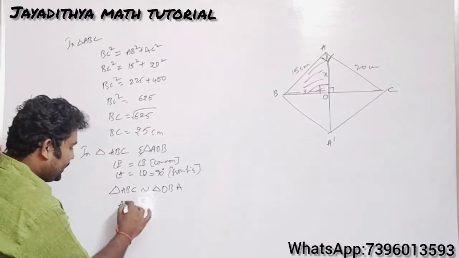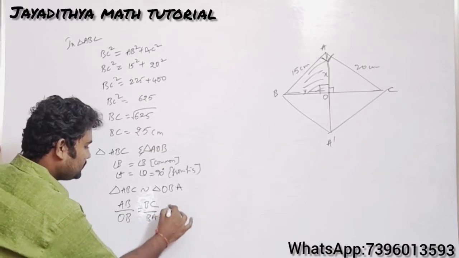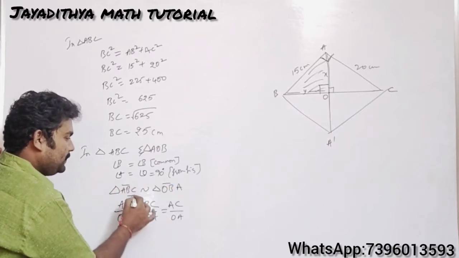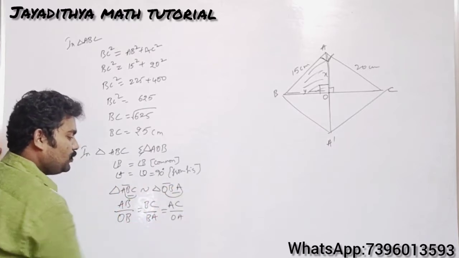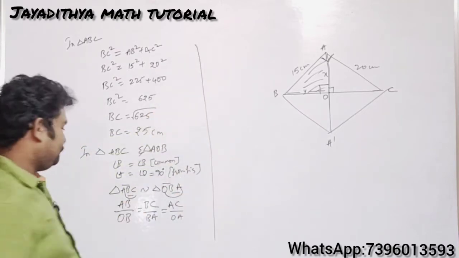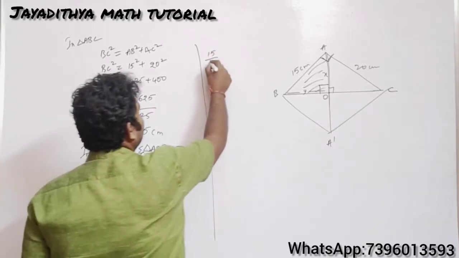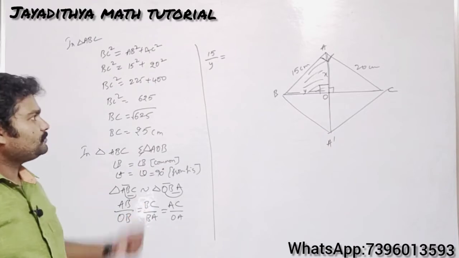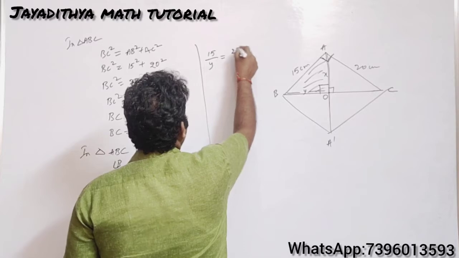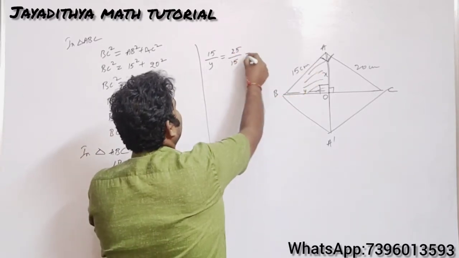So what happens here? AB by OB must be equals to BC by BA must be equals to AC by OA. Clear now? So AB by OB, BC by BA, AC by OA. Like this you take the corresponding sides ratio. Now you substitute the values. What is AB? AB is nothing but 15 by OB. What is OB here? OB is equals to Y, which is equals to BC. What is BC? BC already we found it. BC is equals to 25 by BA. What is BA? BA is equals to 15, right now.